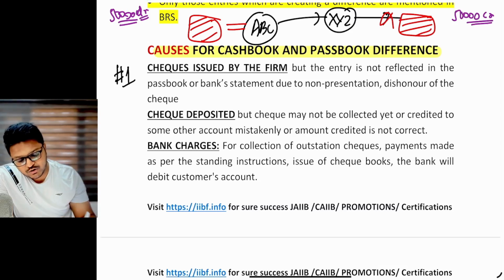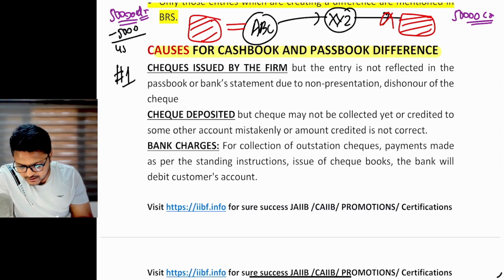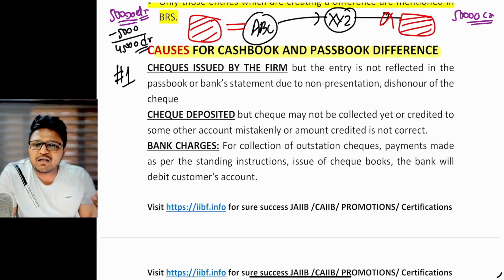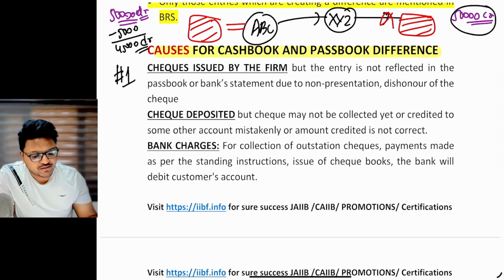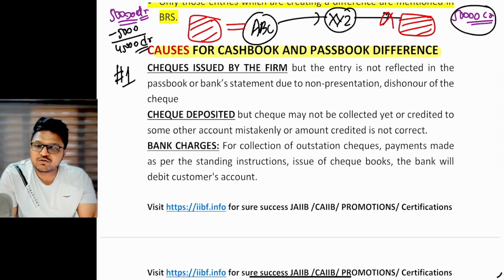But now you issued a check amounting to rupees 5,000 to a customer of yours, right? Now the balance would be 45,000 debit, the updated balance. But right now the check has not been presented in the bank, so the balance in the bank account is still 50,000 credit. So there is a difference of 5,000, right? That is the first case.